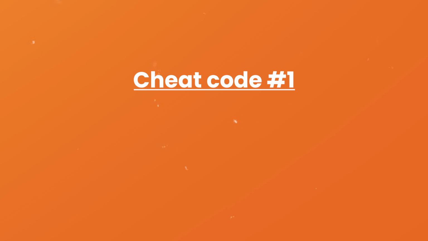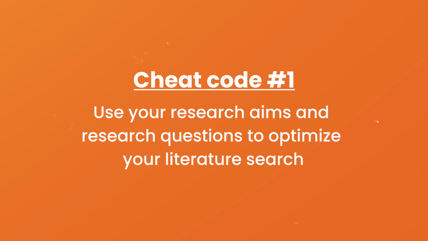All right, so cheat code number 1 is to use your research aims and your research questions to optimize your literature search. There's a lot of big words there. There's a lot of jargon there. What is a literature search, and what are we doing when we talk about using your research aims and research questions to optimize this search?